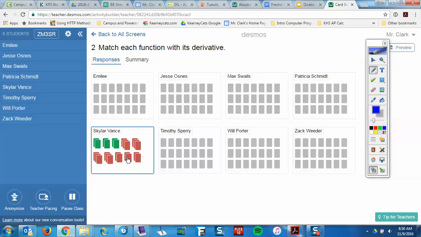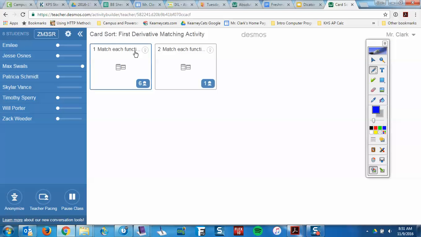Okay? Skylar didn't get all those right. Okay, well, I'll take that on the screen. Everybody understand that then? So F is the red and F prime is the blue when you get to the second one. On the first one, F primes are the parabolas.